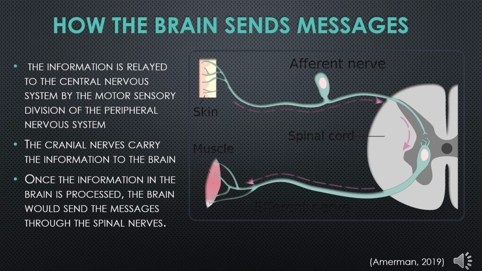As the action potentials are generated, the information is relayed to the central nervous system by the sensory division of the peripheral nervous system. The cranial nerves, such as the facial or vagus nerves, carry the information to the brain. Once the information in the brain is processed, the brain needs to react to the information that was gathered from the special senses. In order for the body to react to the information, it needs to transmit a signal to other parts of the body. The brain would send the messages through the spinal nerves.